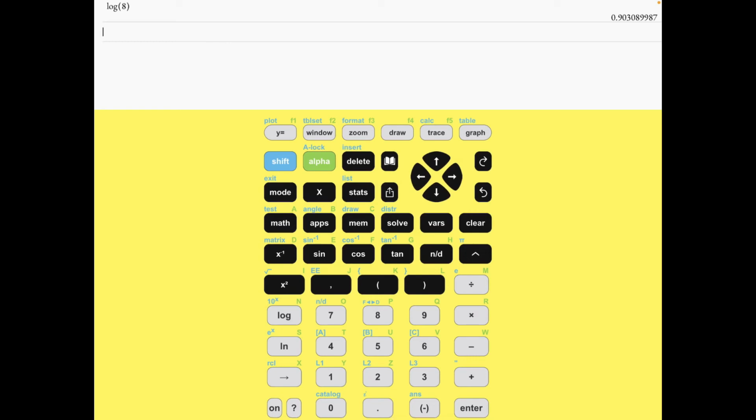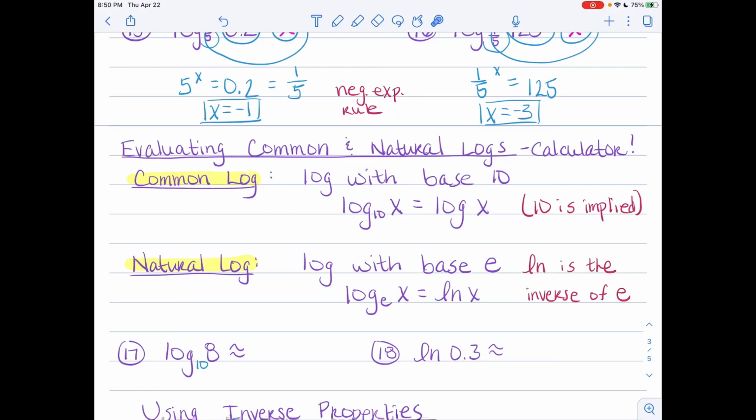If we want to evaluate the natural log, that's the button right down below it, the LN button. So natural log, we had a 0.3, and if we enter with that one, we will get negative 1.204. All right, we are back here in our notes, and we found that the log of 8, or log base 10 of 8, is 0.903. And the natural log, or the log base e, of 0.3 is equal to negative 1.204.